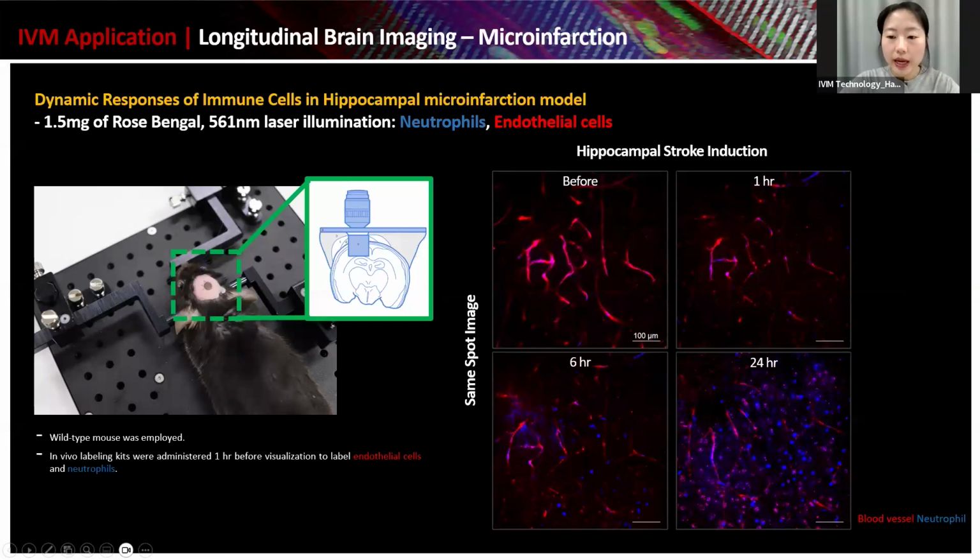So in this study, we aim to examine changes in immune cell distribution, particularly neutrophils within the hippocampus, by inducing a drug using an approach similar to the previous dataset. After labeling the blood vasculature and neutrophils with in vivo labeling kits, we performed imaging before drug induction and continued up to 24 hours afterward. By looking at the vascular structure, you can see that we consistently imaged the exact same region over time, and the vessels became noticeably atrophic, confirming successful drug induction. And we also observed a substantial recruitment of neutrophils into the affected hippocampal tissue.